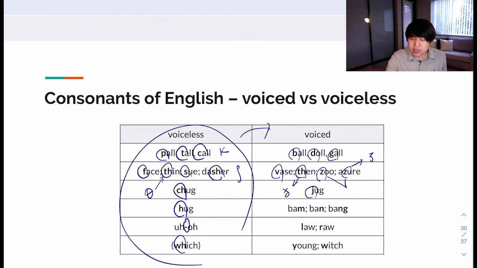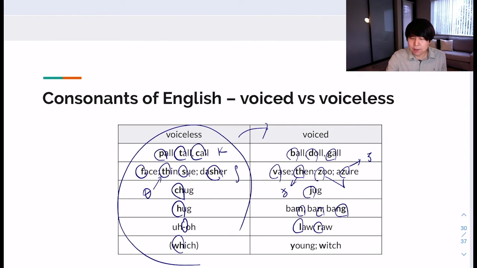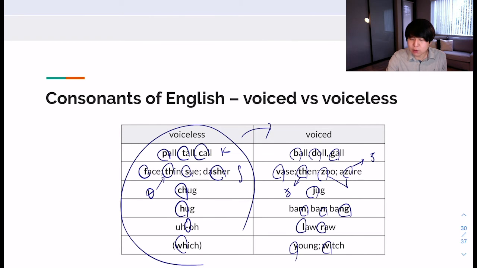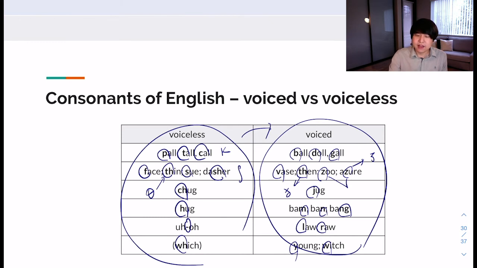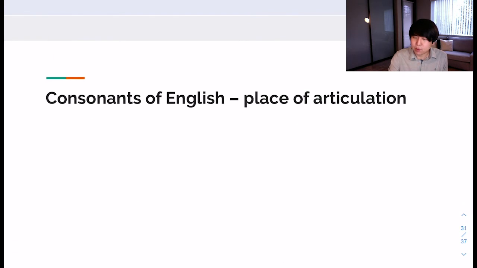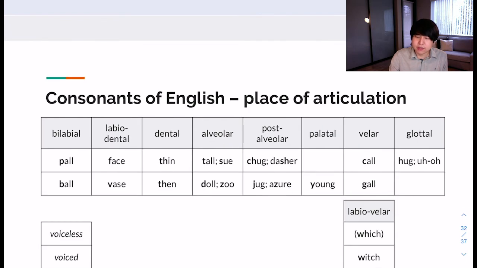And j in jug, ng in bam, ban, and bang, l in law and r in raw, two different sounds. And y in young, and w in which. These are the voiced and voiceless distinctions that exist in the English language. And again, these sounds can also be divided into another category, which is place of articulation. So there are a total of 9, 8 plus 1, places of articulation in the English language.